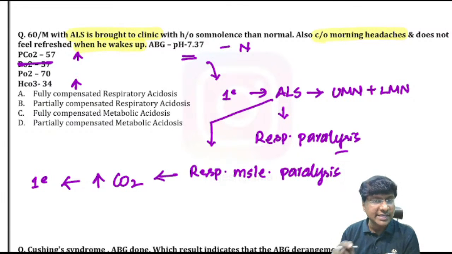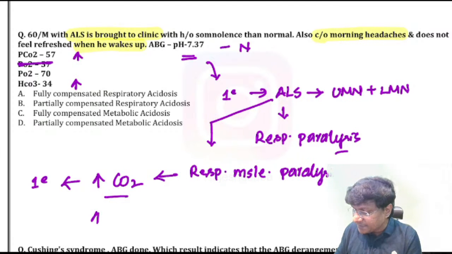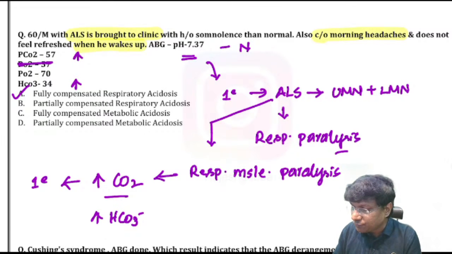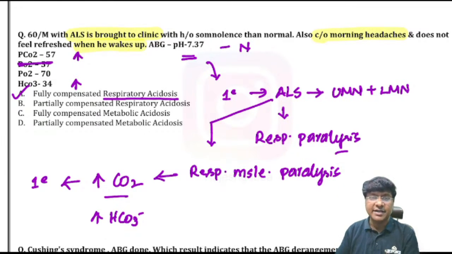So in this patient, what do we consider it as? The carbon dioxide is increased as a primary event, and bicarbonate is increased as a compensatory event. But the bicarbonate is increased in equal proportion to that of carbon dioxide. That is the reason why the pH is normal in this patient. So we call it fully compensated respiratory acidosis.